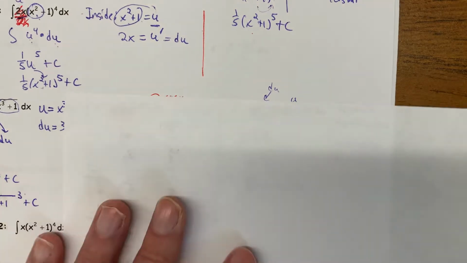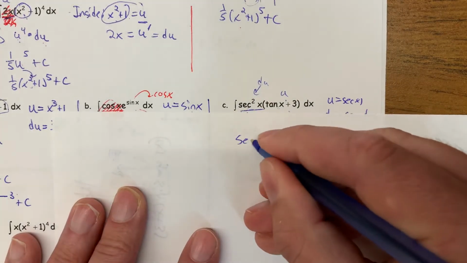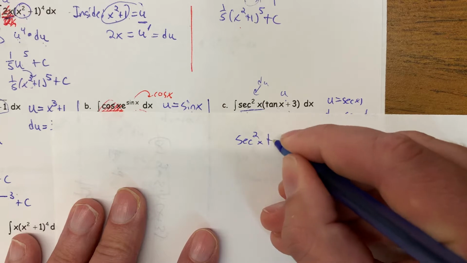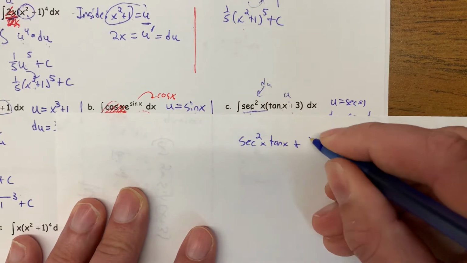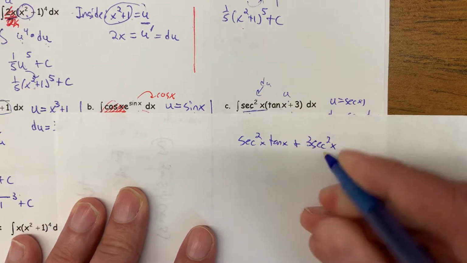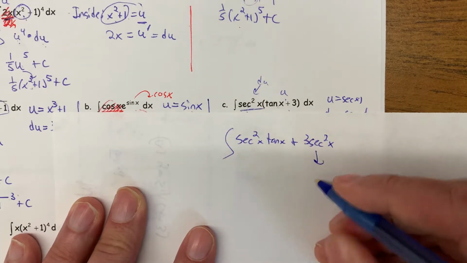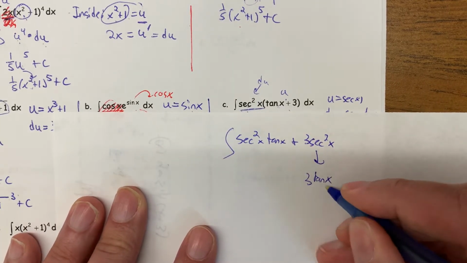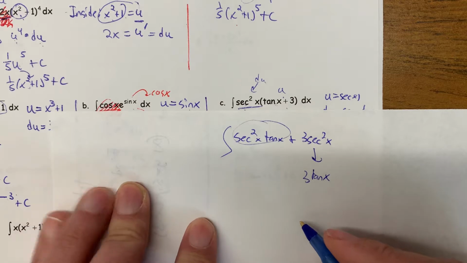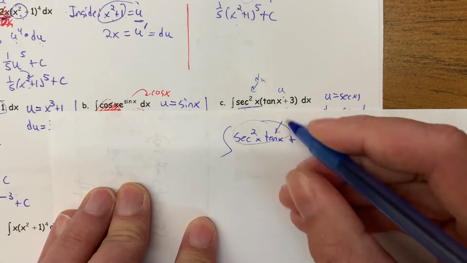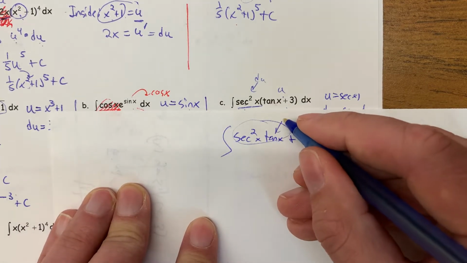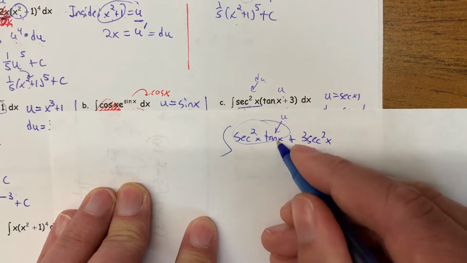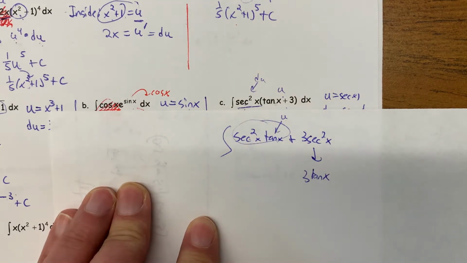Now, I do want to show you there is kind of a tricky way of doing this if you multiply it out. So if you get secant squared of x tangent of x plus 3 secant squared of x, we can just do this integral. This is just 3 tangent of x, right? And this one, there's actually 2 ways of doing it. You could think of tangent of x as u, right? So this could be u, and then the derivative would be secant squared, so no problem there.